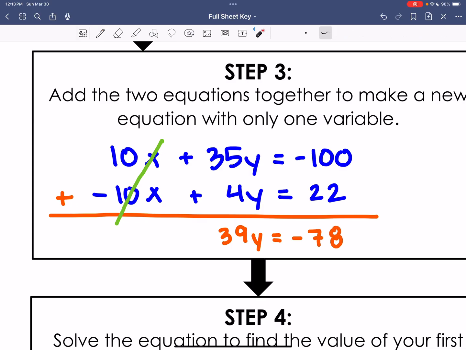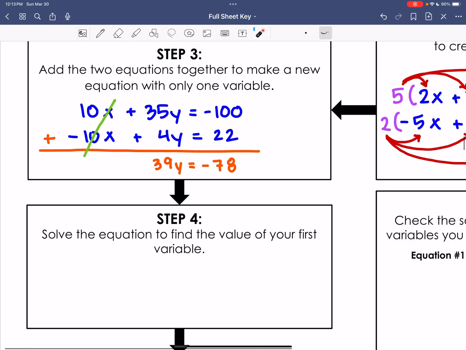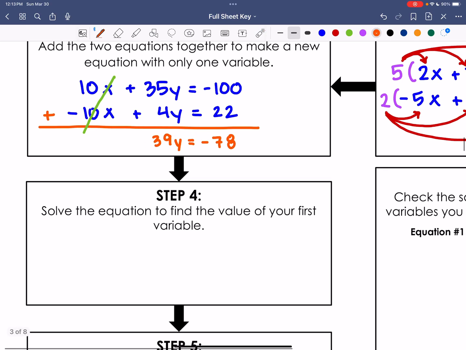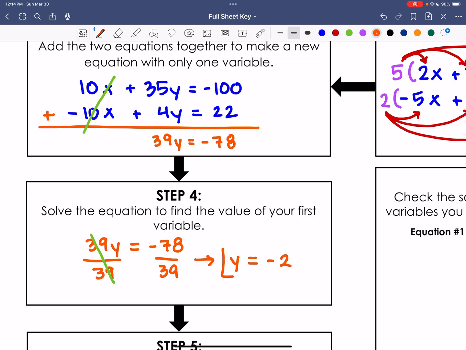Then stopping to assess what we've done, we have 2 equations with 2 variables, and then after adding, we eliminated the x's, and we just have 1 equation with 1 set of variables, which is lovely. So going to step 4, we're going to solve this 1-step equation to find the value of our first variable. So 39y equals negative 78. To solve this, we need to divide both sides by 39. And I'm going to use my calculator for this one, and I'm finding that y equals -2, or so I believe, right?